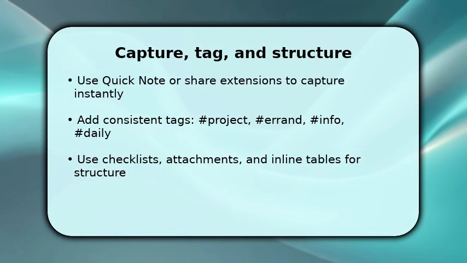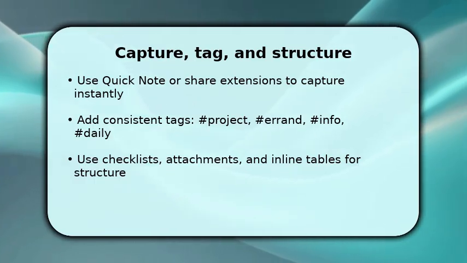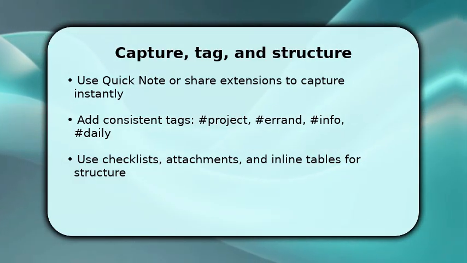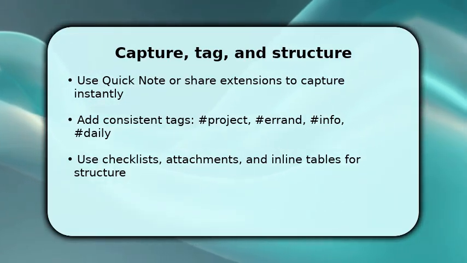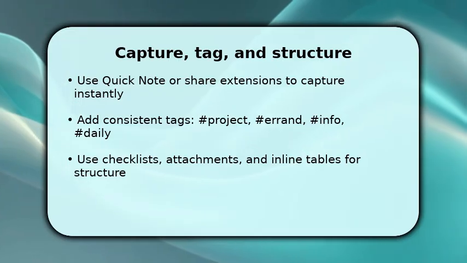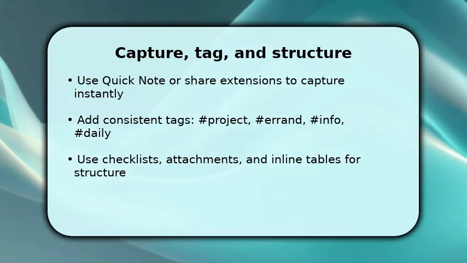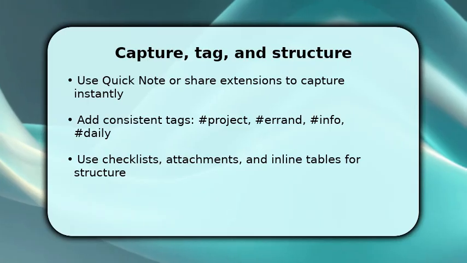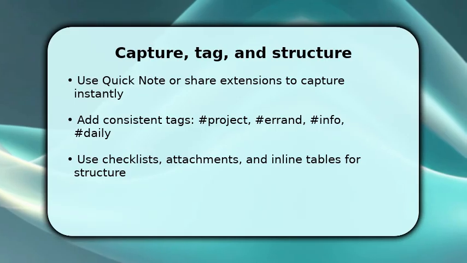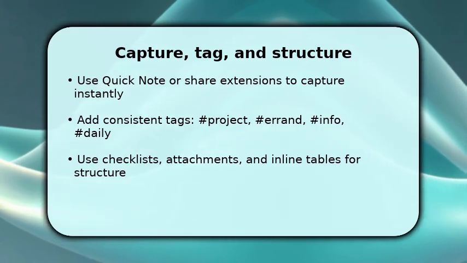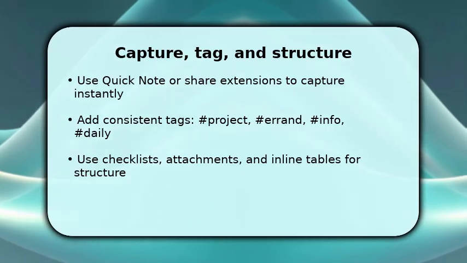You now build the middle layer, capture and structure. Use QuickNote and the share sheet to capture ideas, receipts, and links immediately so nothing is lost. Then tag each note with consistent tags like #project, #errand, #info. Tags let you filter and find related items fast. Make checklists for actions, add attachments and inline tables for details, and move completed items from Inbox to Projects or Archive. This keeps your system searchable and reduces friction as complexity grows.